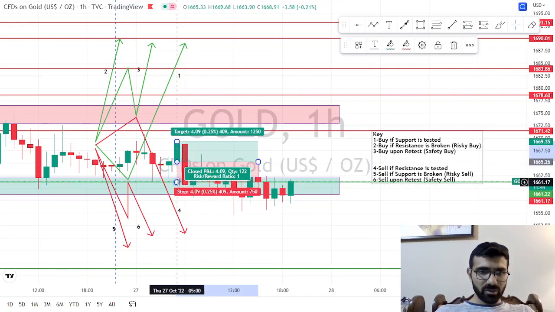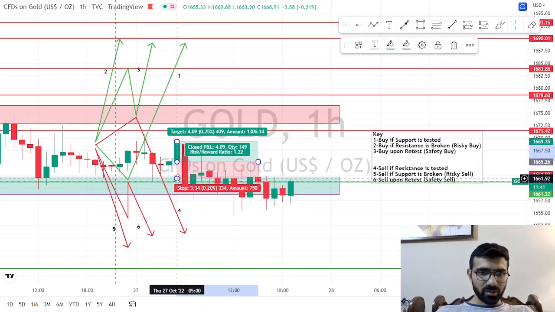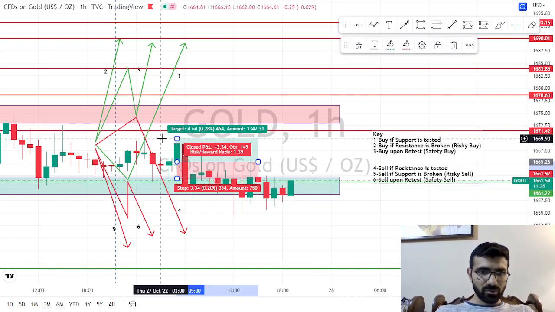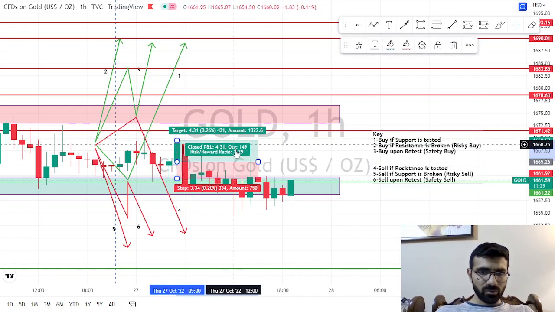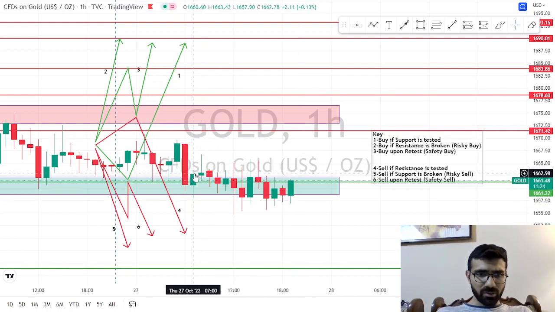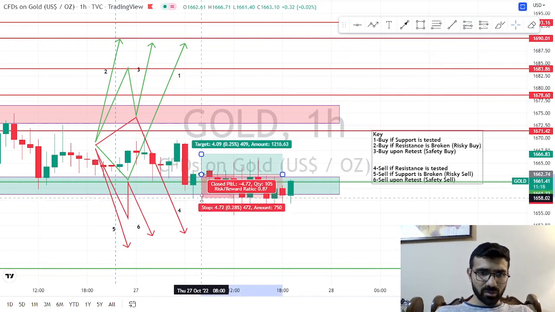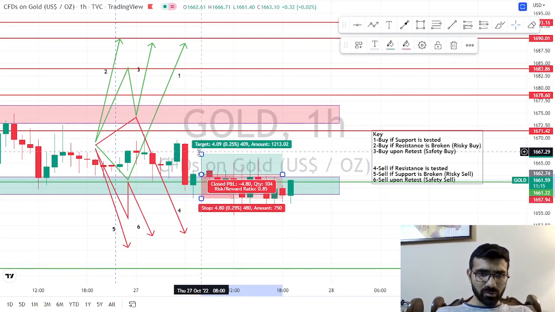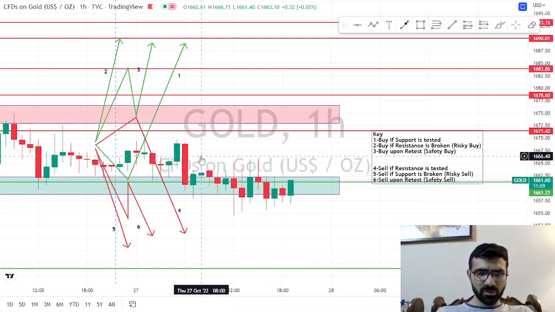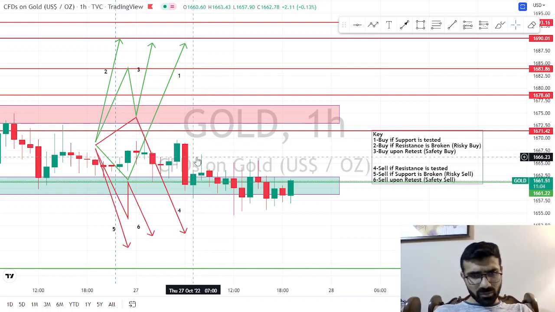So this trade would have given us approximately a profit of 1.2%. And once again, the market gave us another opportunity to buy from here. So this trade would have given us a profit of approximately 0.7%, which is again not bad. Or rather, this trade would have only given us a break-even point.